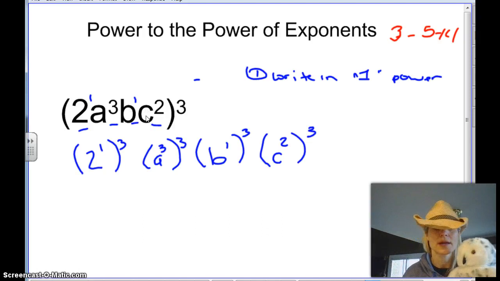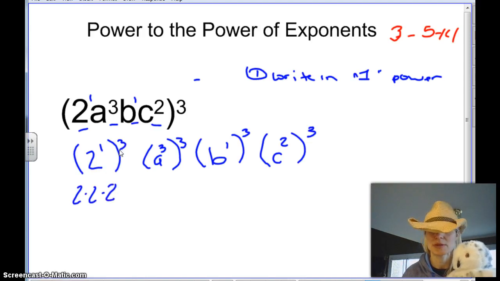Okay. So if you think about this, this is 2 to the 1 power to the 3rd power. So this is really just 2 times 2 times 2, right? Because it's saying do it 3 times, to the 1 power, okay? So that's just going to give me 2 to the 3rd power, which we know is 2 times 2 times 2, which is 8, okay?